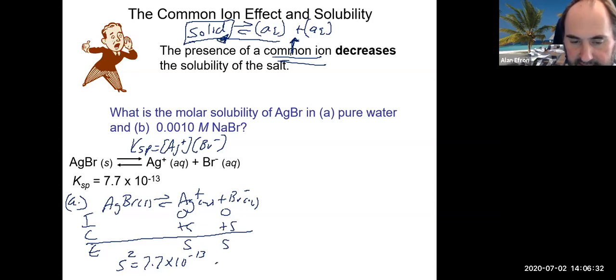looks like something like S is equal to, I didn't punch it in wrong, try it one more time just to make sure, 7.7 to the minus 13.